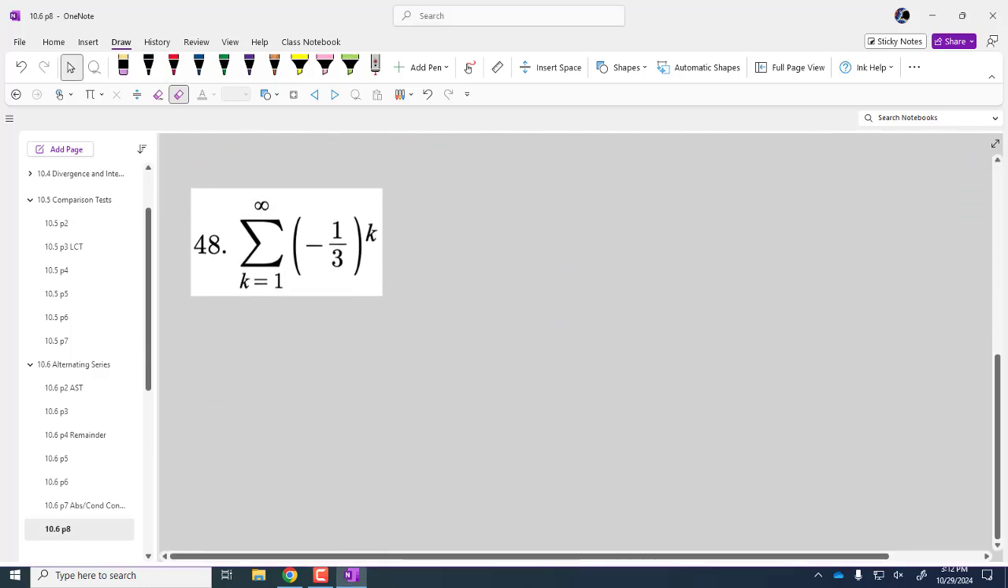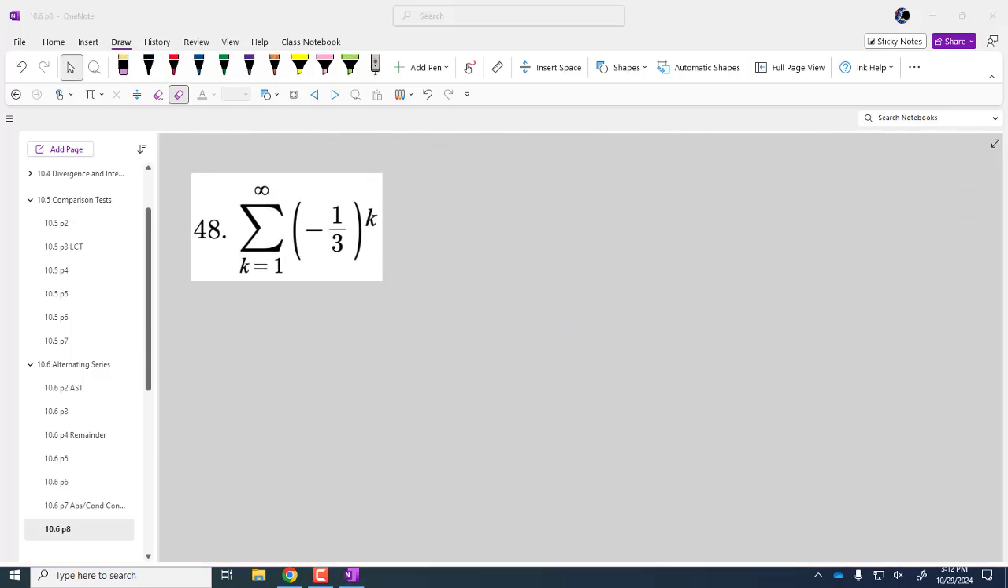Okay, let's do this one. So, alternating series. Now the switch is not called out here, but you can see that there's a -1 to the k there. And notice that this one starts with a negative term. The first term is negative. So if this series converges, it's going to add up to a negative number.